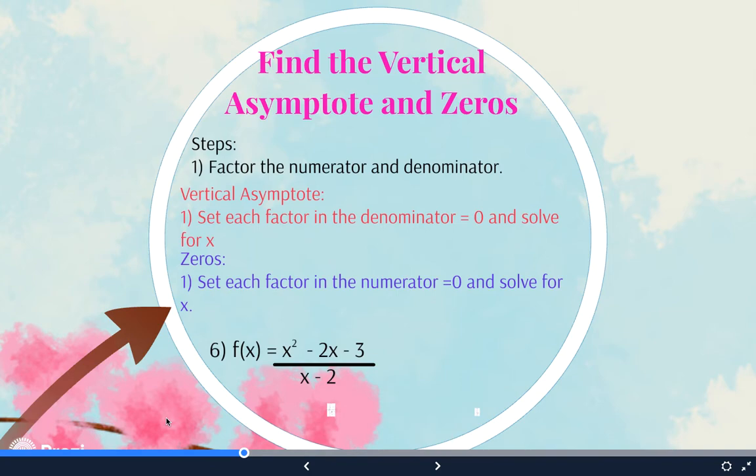Okay, but anyways, go ahead and pause the video, watch example 6, and see how to find vertical asymptotes and zeros in our standard rational function format.